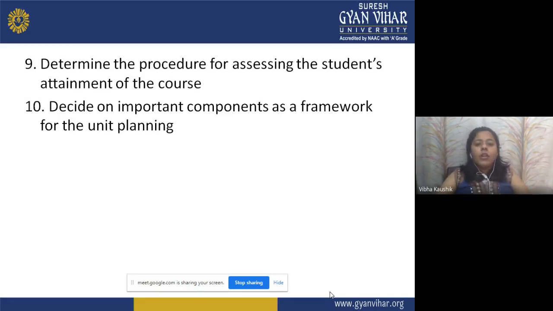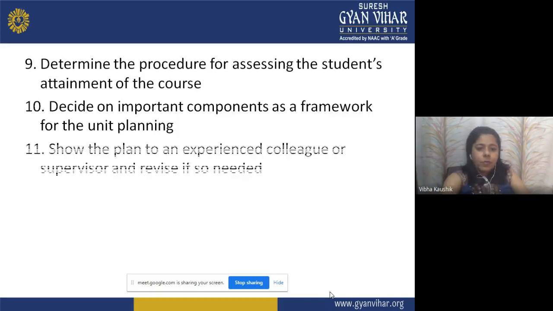Decide on important components as a framework for the unit plan. Now decide that these are the important components. On the basis of those components I will frame my unit. Show the plan to an experienced colleague or supervisor and revise if needed.